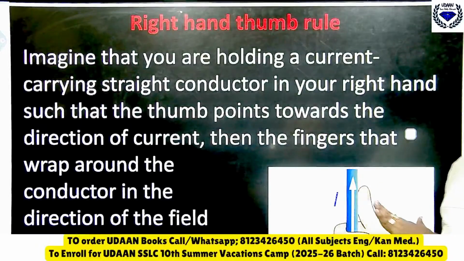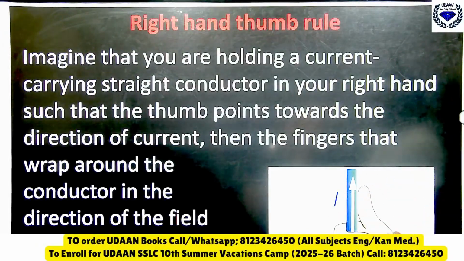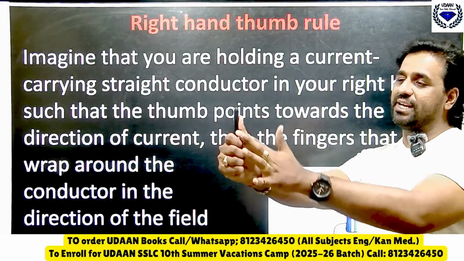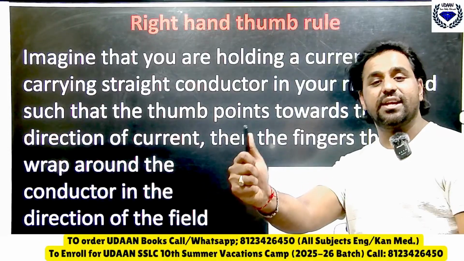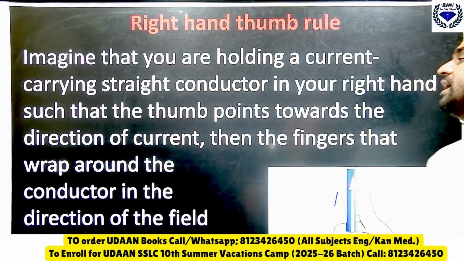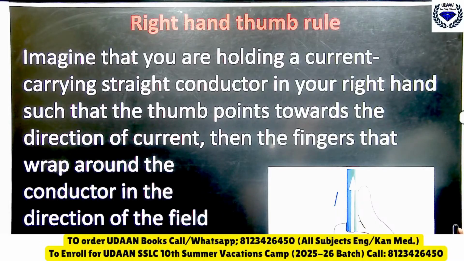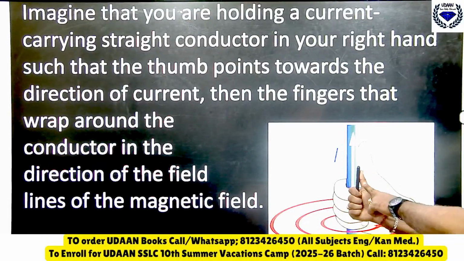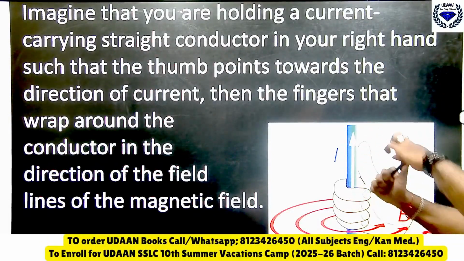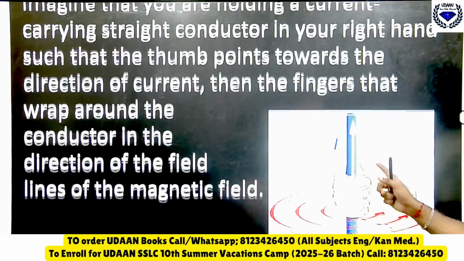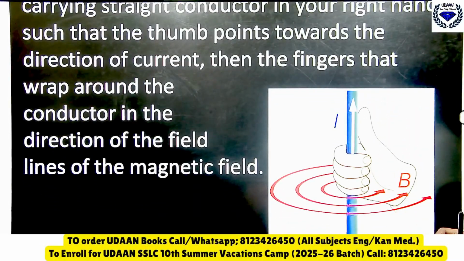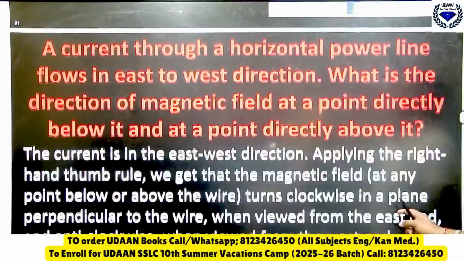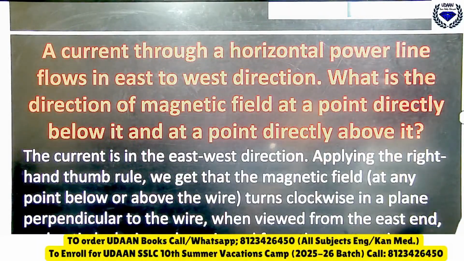So, right hand thumb rule. What is the definition of the right hand thumb rule? Imagine that you are holding a current carrying conductor, a wire, in your hand. Imagine that you are holding a current carrying conductor in your right hand such that the thumb points towards the direction of current. This thumb is pointing towards the direction of current. Then the wrapped fingers wrap round the conductor in the direction of field lines of the magnetic field.